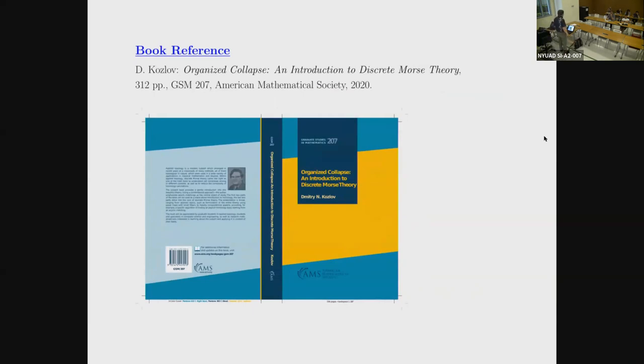The title came out as a joke, because I was talking about this to the editor of this journal, GSM, a series of the American Math Society, Gelfand, and he said, what kind of title? I said, how about organized collapse? It was just a joke. And he said, yeah, it's a good title. Maybe somebody will buy it by mistake because they think it's about politics, and we'll sell many more copies. So apparently this title is just to confuse people into buying it and then regret it.